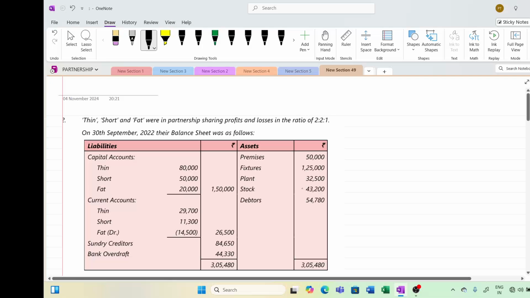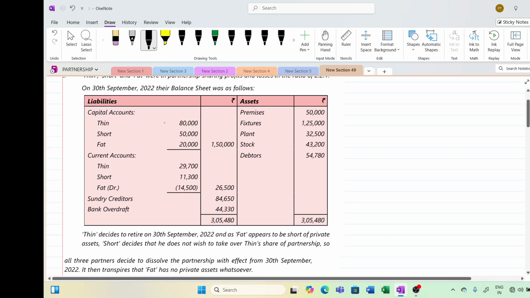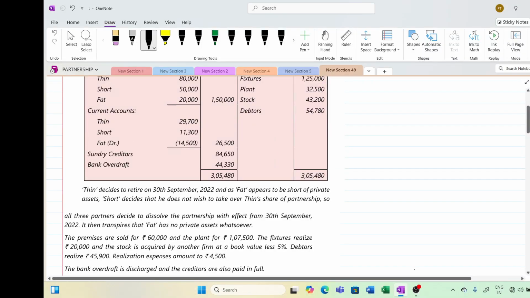Today we are going to see dissolution of partnership, insolvency. Here they have given there are three partners, Thin, Short and Fat. Their profit sharing ratio is 2:2:1. The balance sheet is given. We will go through it later.